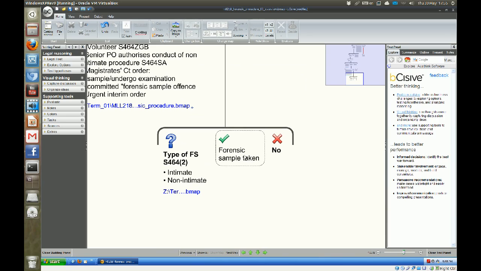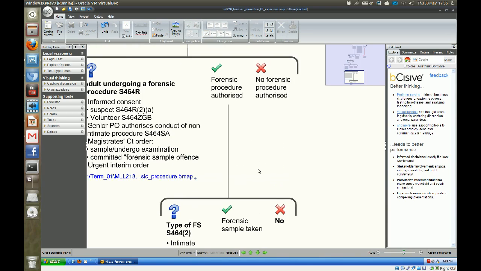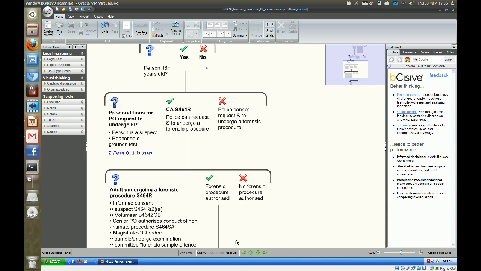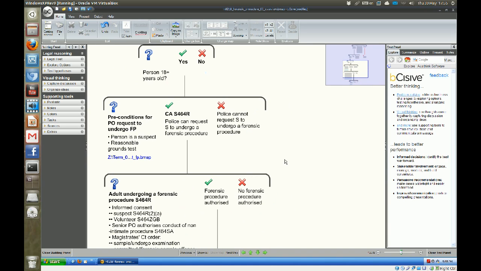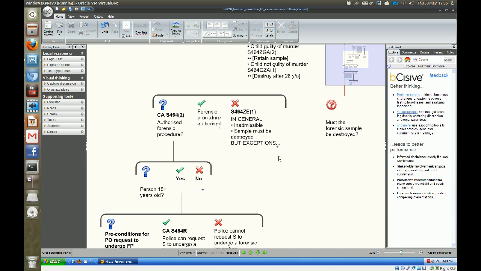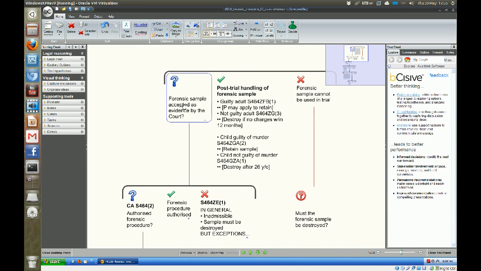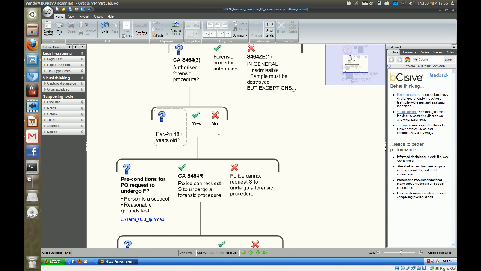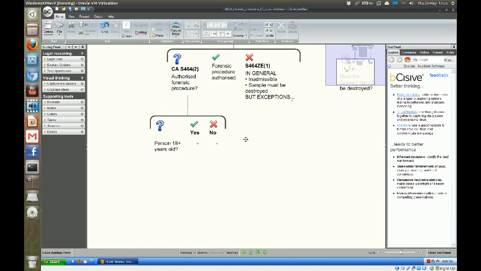So a forensic sample has been taken. All right. And so if a forensic sample has been taken, as we just went over, then it's all good, and we've got a forensic sample that will presumably be accepted as evidence by court. All right, let's go back and say that we don't have an adult. We don't have someone who's 18 years or older.